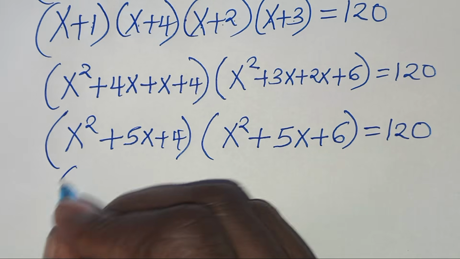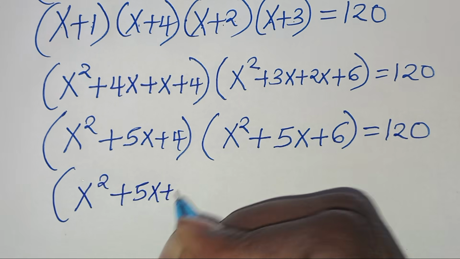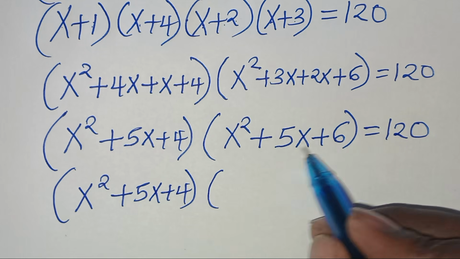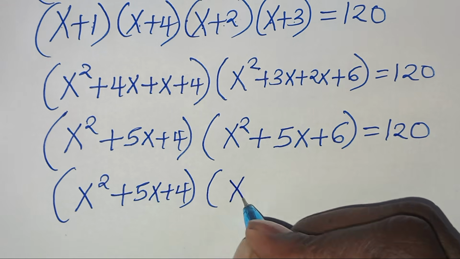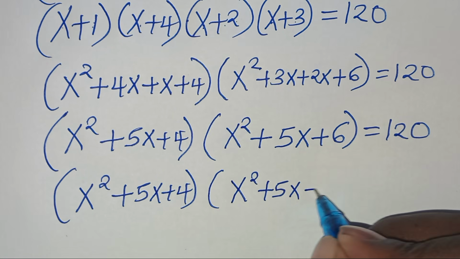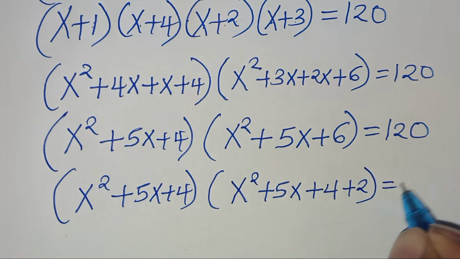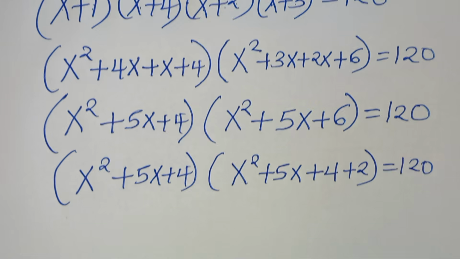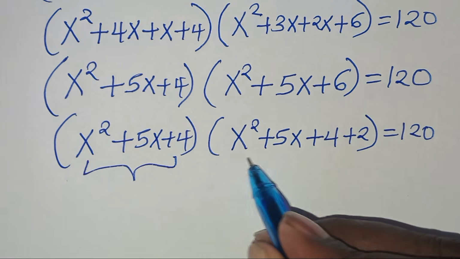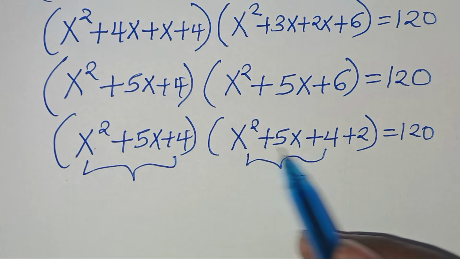Now the next step is that we have (x^2 + 5x + 4). Close the parenthesis. We can express x squared plus 5x plus 6 as the same thing as x squared plus 5x. We can express 6 as plus 4, then plus 2. This is equal to 120. Now, if we check this particular part here, we have x squared plus 5x plus 4, which is the same here.